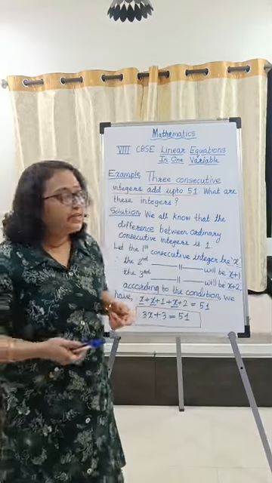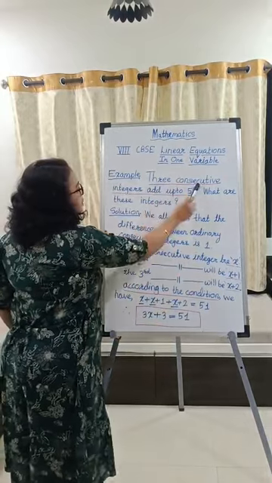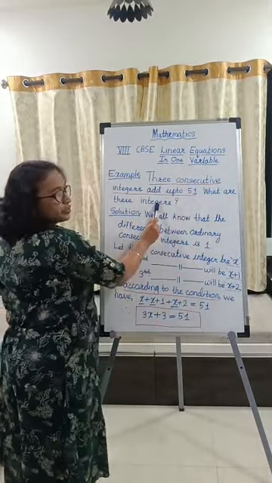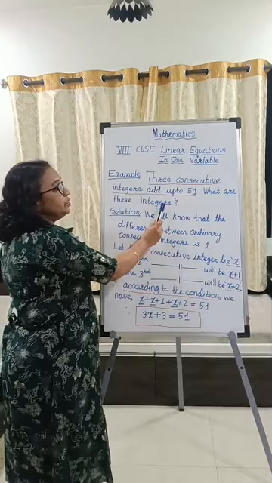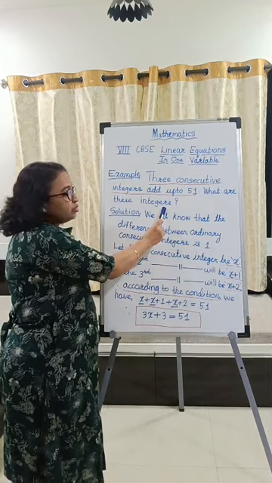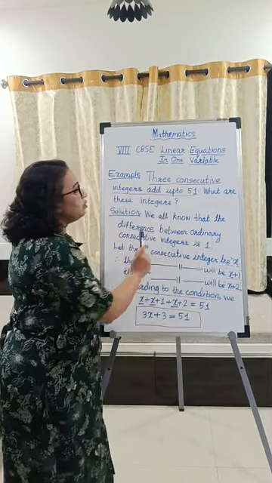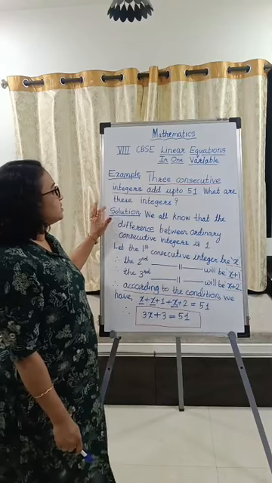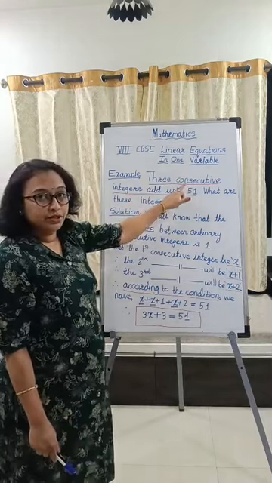Okay, so now let's read the example. Three consecutive integers add up to 51. What are these integers? Now in this case, these three consecutive integers are unknown. We have to find them out. Okay. Now before moving to the solution, let's discuss integers and consecutive integers.